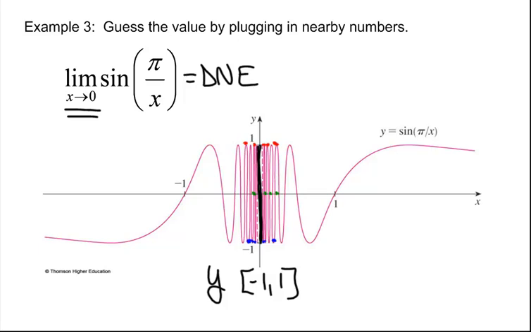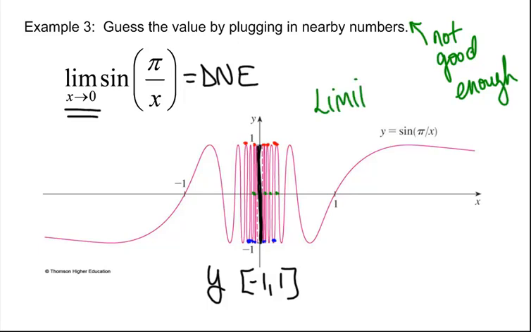There's something else that's really important to point out about this example. This shows us that this technique of plugging in nearby numbers is not good enough. Because we can plug in nearby numbers, we can think we have an answer to a limit, but it could actually be that the limit doesn't exist. And that's why in the next section we're actually going to learn something called limit laws. And these are going to be ways that we can find the limit for sure, and we're not just estimating it.